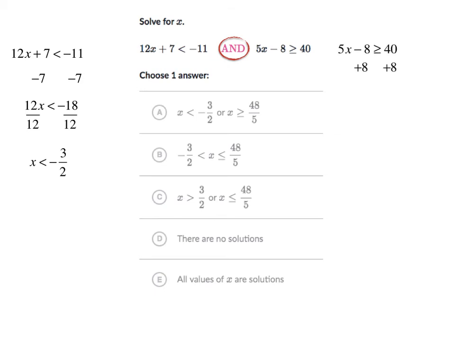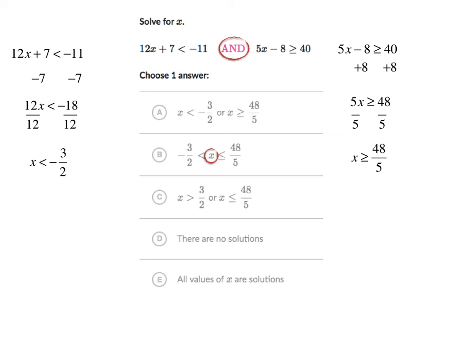Let's add 8 to both sides. Let's divide both sides by 5. Notice I have not divided by a negative, so the direction of my inequality stays as x is greater than or equal to 48/5. So there is no solution that I can find among the choices that has the word "and." However, choice B looks like an "and" situation at first glance because that's what that notation means.